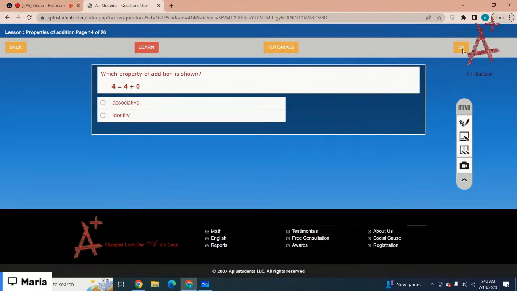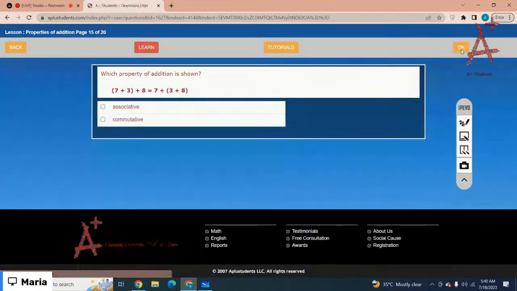Which property of addition is shown, associative or identity? That would be the identity. Adding 0 to any number changes nothing. So that is the identity. Which property of addition is shown? You have the same numbers on both sides, just the grouping is different. So that is the associative property.